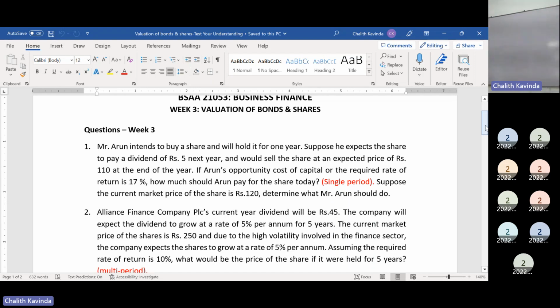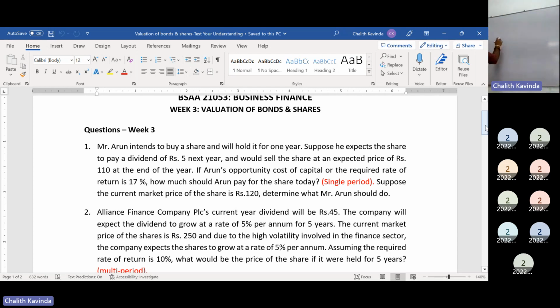If Arun's opportunity cost of capital or the required rate of return, simply the cost of capital, is 17%, how much should Arun pay for the share today? That is the first part. They have provided you with the dividend, selling price of the share, and discount rate. Based on that, you can determine the present value of the share. Then, suppose the current market price of the share is 120. What should Mr. Arun do? That is the remaining part.